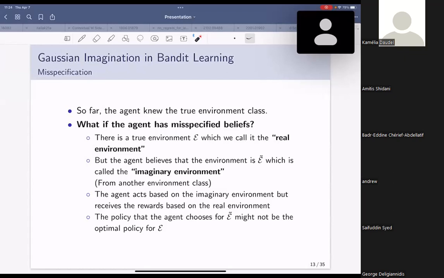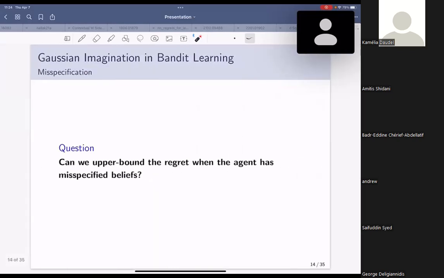And obviously, the policy that the agent chooses might not be the optimal policy for the true environment. So the regret bound can be very bad. And that's basically the main question this paper has tried to answer: can we upper bound the regret when the agent has misspecified beliefs?